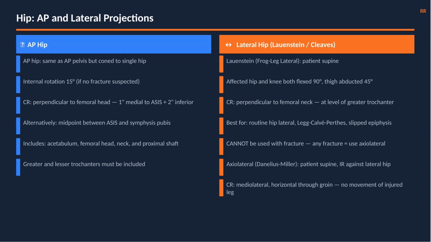Axiolateral, Danelius-Miller. The trauma lateral. Patient supine, do not move the injured leg. The opposite hip and knee are flexed maximally, knee to chest, moving that limb clear of the beam. The IR is placed against the lateral aspect of the injured hip, perpendicular to the femoral neck. CR horizontal, mediolateral, through the groin, perpendicular to the IR. This gives a lateral view of the hip without any movement of the injured limb. This is the only acceptable lateral hip view when fracture is confirmed or suspected.